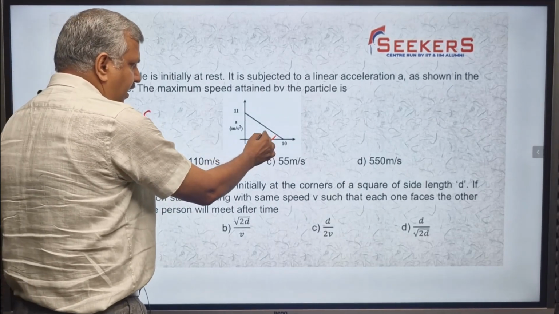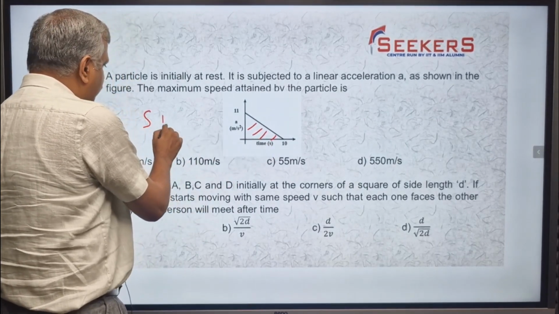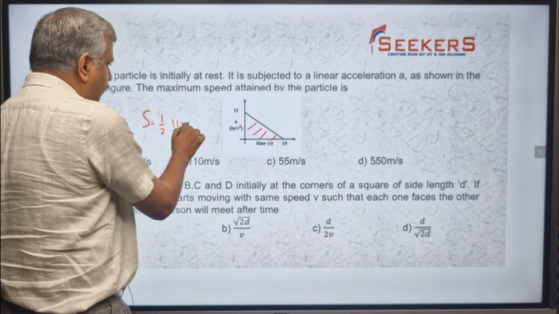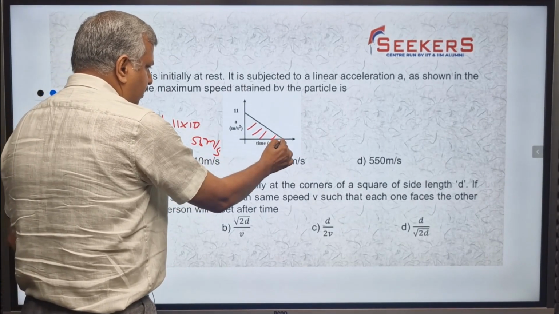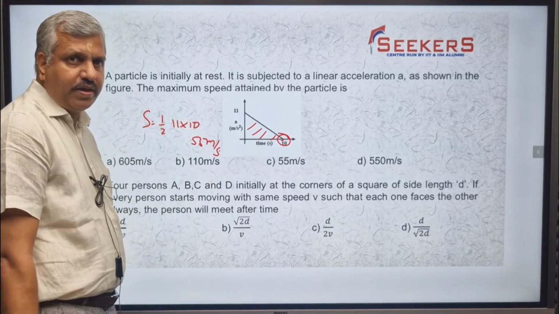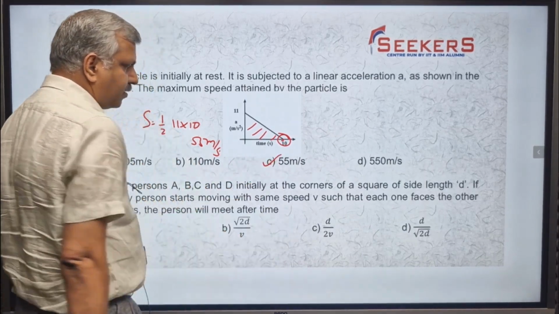Speed is nothing but the area below this. So the area below this is half into 11 into 10. So that will be 55 meters per second. So at this particular instant the velocity will be 55 meters per second. So that is the answer.